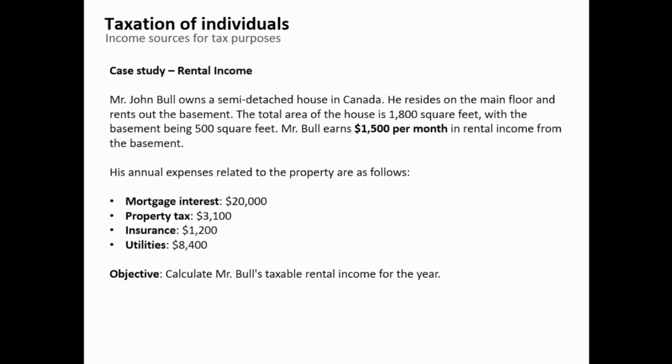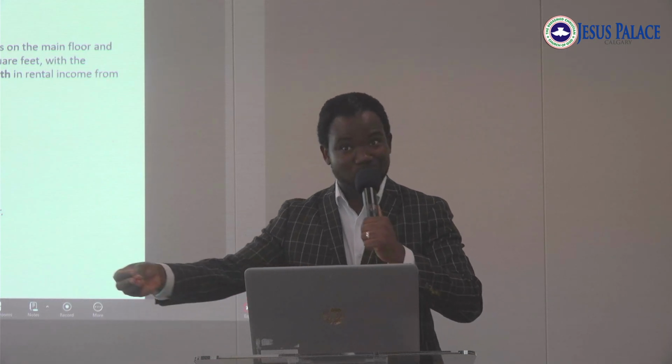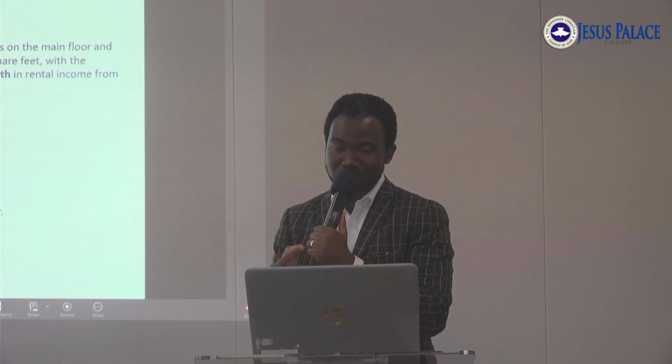Internet, utilities, yes ma'am, internet. Things like that we incur just to maintain that secondary unit we have given out on rent, or the other house. We are able to deduct them as expenses. Now, if it is the basement that we are giving out on rent, we cannot deduct all those expenses. We have to prorate it.